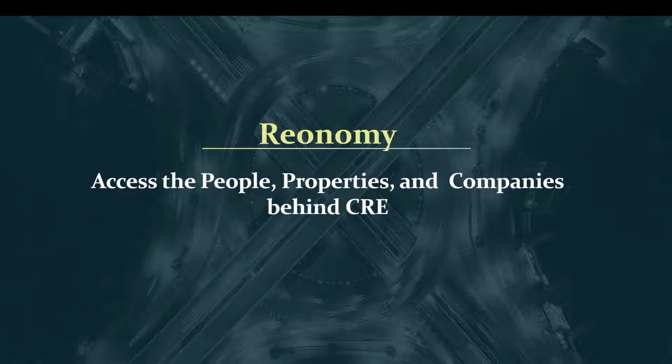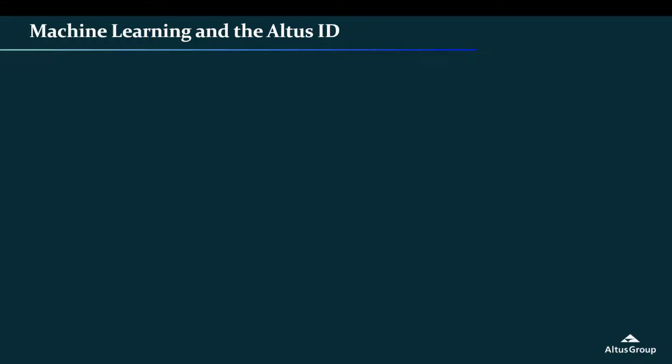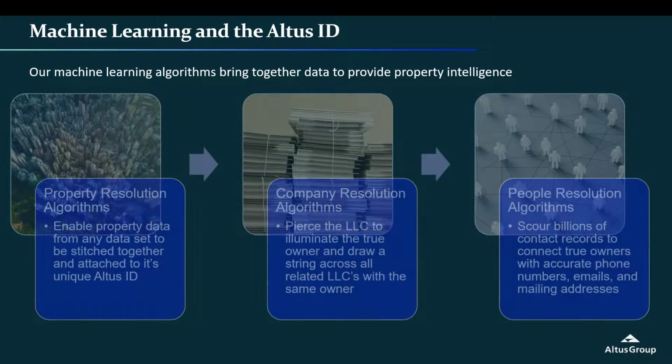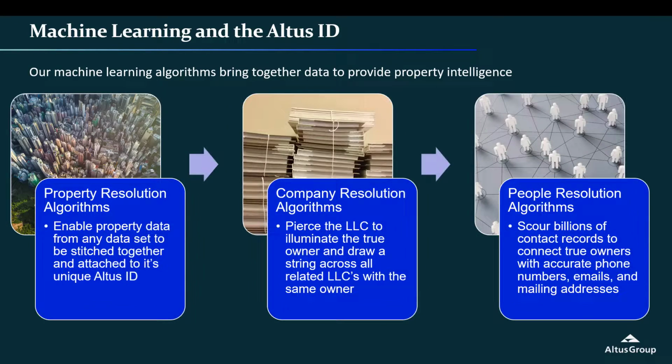Reonomy solves the problem of fragmented, disparate commercial real estate data, enabling users to make strategic decisions quickly and accurately. It does not simply aggregate data; rather, it's a machine learning platform that connects and orders multiple datasets to provide a single source of truth. Properties are each tagged with a unique Altus ID. This ID combines data using more than just addresses. Our proprietary algorithms piece together different datasets from our public and private data sources.